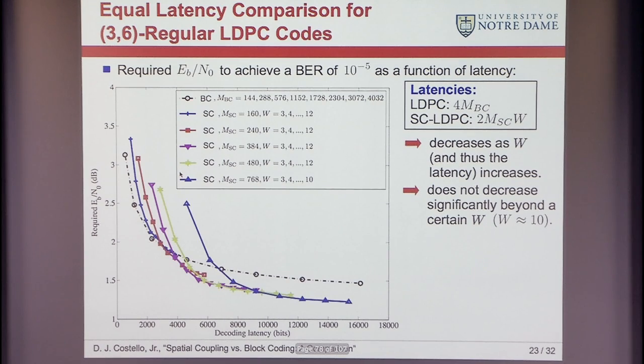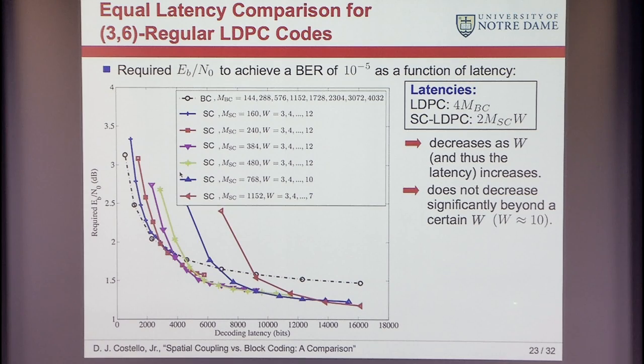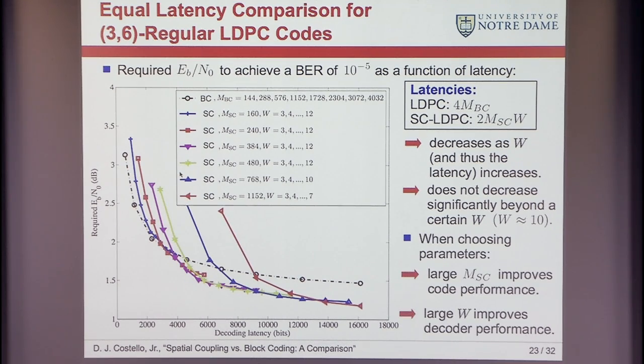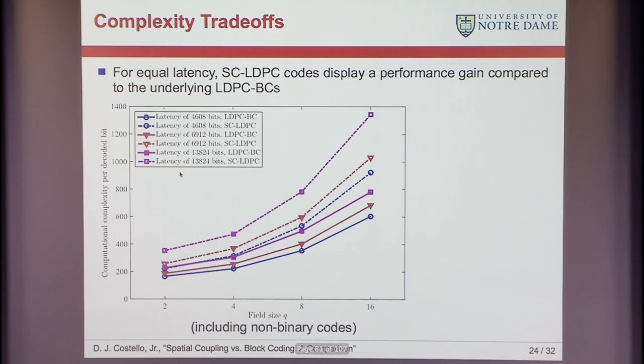And we kind of see again that we have several tenths of a dB advantage with the spatially coupled codes, as long as we're talking latency larger than something. Okay, in each case, the block code will win at smaller latencies, but at larger latencies, the spatially coupled codes will perform better. And just in general, in looking at these parameters, this trade-off between lifting factor and window size, the large lifting factor will improve code performance. The large window size will improve the decoder performance.